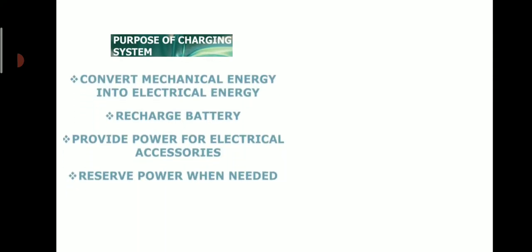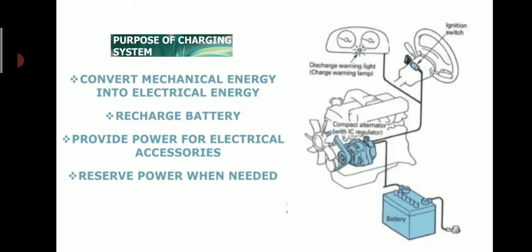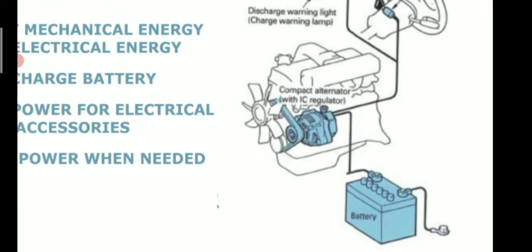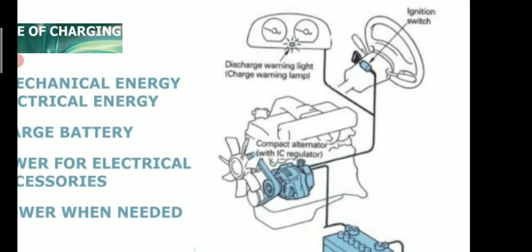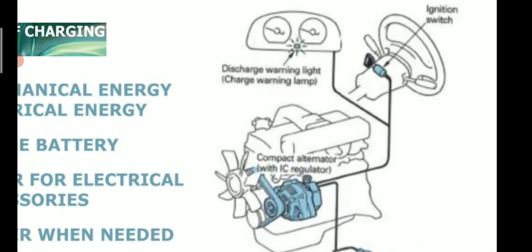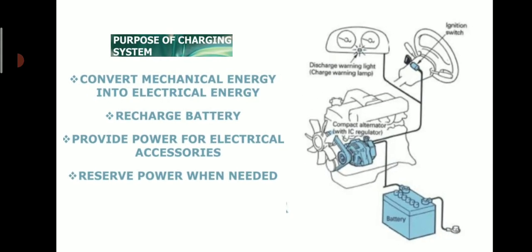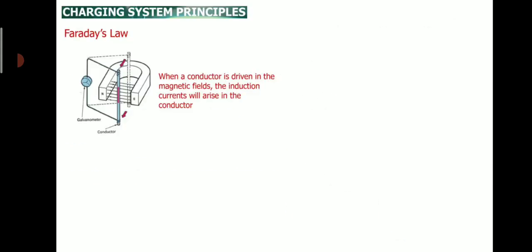Let us see the purpose of the charging system one by one: to convert mechanical energy into electrical energy, to recharge the battery, to provide power for electrical accessories, and to reserve power when needed. This figure indicates a charging system. You will see clearly the location of the battery and alternator, and you will see again the ignition switch. From this diagram you can analyze how the charging system works. Let us see that in the next slide.